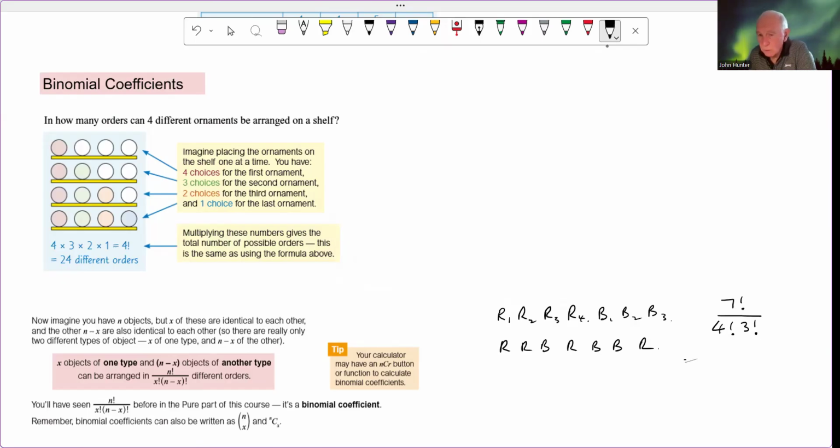And which we can work out, can't we? If we cancel, the 4 factorial will cancel, giving us 7 times 6 times 5 over 3 factorial. Well, 3 factorial is 6, isn't it? So we can cancel that, and that's going to give us 35. So there are 35 different arrangements. We're going to need this when we start looking at the binomial distribution.